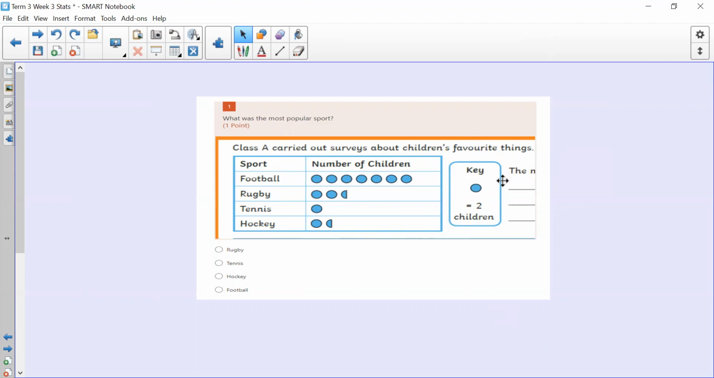So this side will show us how many. Now the key today for this one: one circle equals 2 children. Okay, really important. So think about what we just said. That is 2 children. What is half going to be?